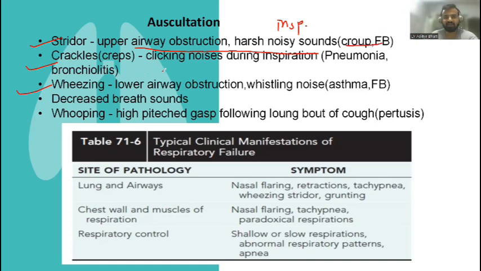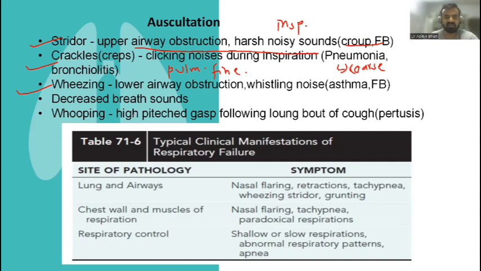And crackles or crepitations are heard. They are crackling sounds like Velcro, and they are heard during inspiration. In pneumonia, you hear coarse crackles, while in pulmonary edema, you tend to hear fine crackles. Coarse crackles are like the sound of Velcro, and they are associated with pneumonia, usually lobar pneumonia.